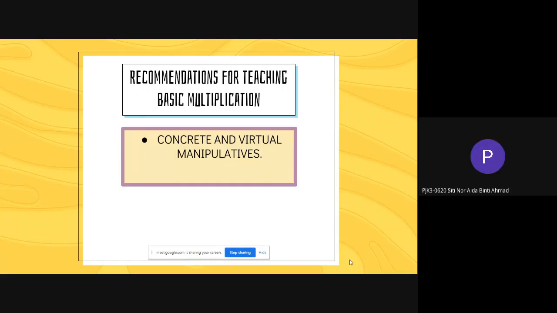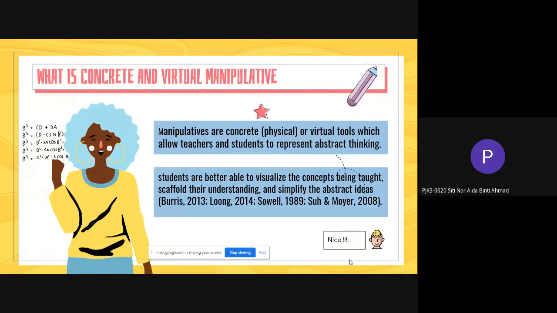For teaching basic multiplication, the next recommendation is that we can also use concrete manipulatives. What is a concrete manipulative?